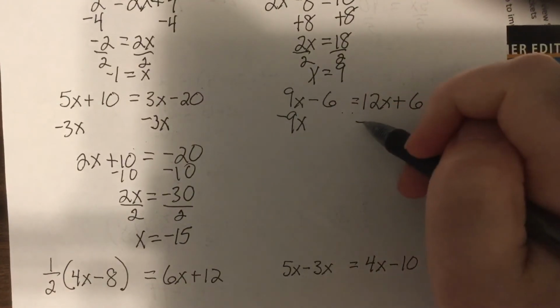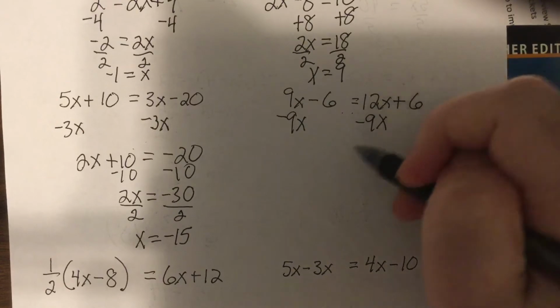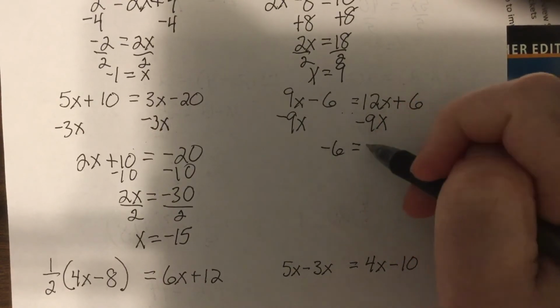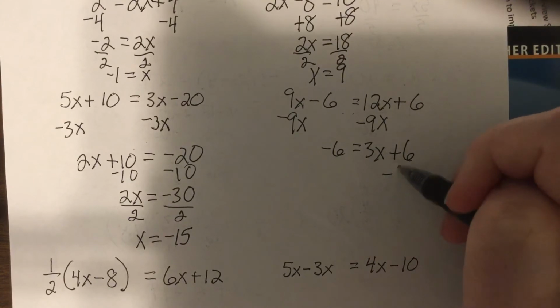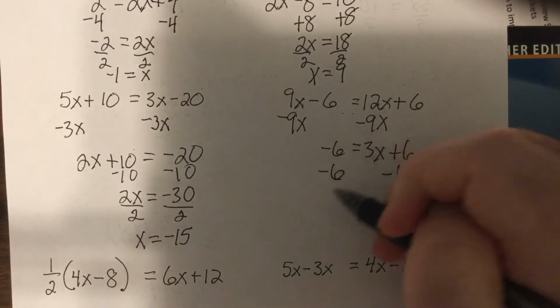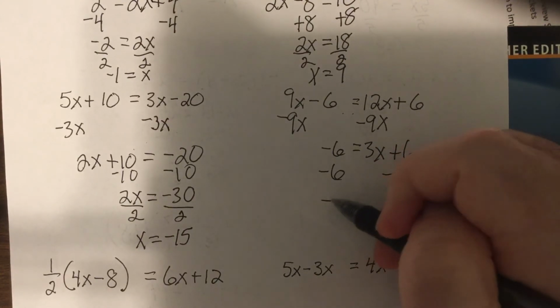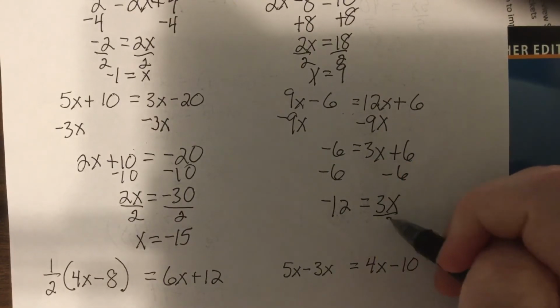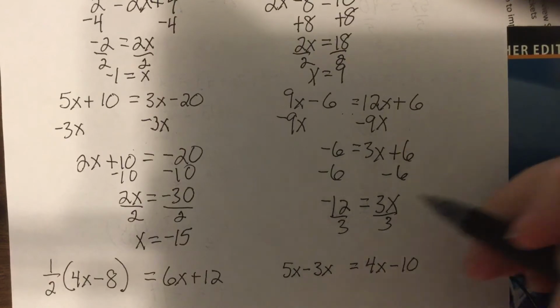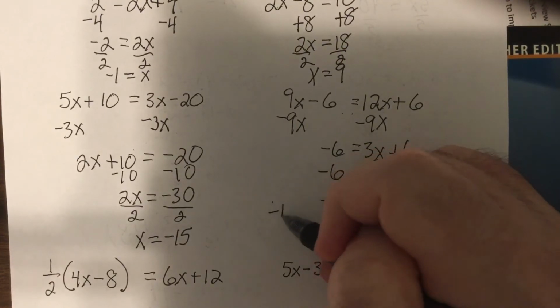I always like to do the smaller one. You don't have to. You could subtract 12x. Whatever makes you happy. Then I'm going to subtract 6. So negative 12 equals 3x. Divide by 3. X equals negative 4.